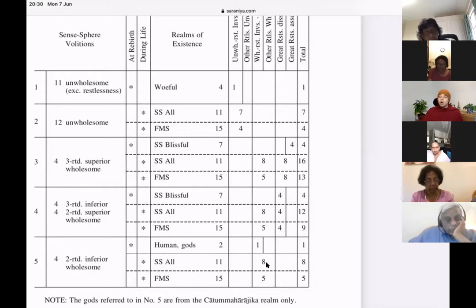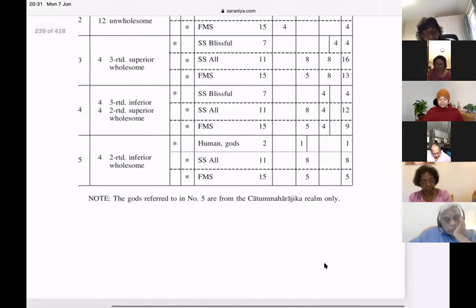Hence, all of the rootless wholesome resultants can arise, isn't it? So then we have 8 there. Then fine material sphere 5. Chakku, sota, eye, ear, receiving, investigating consciousnesses, right? Hence 5. So then we have that equivalent there. Is that understood?